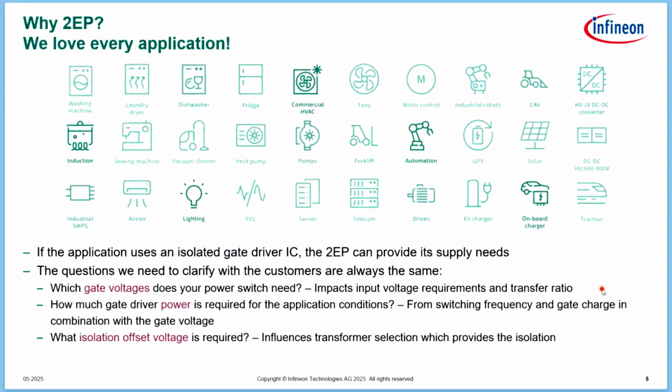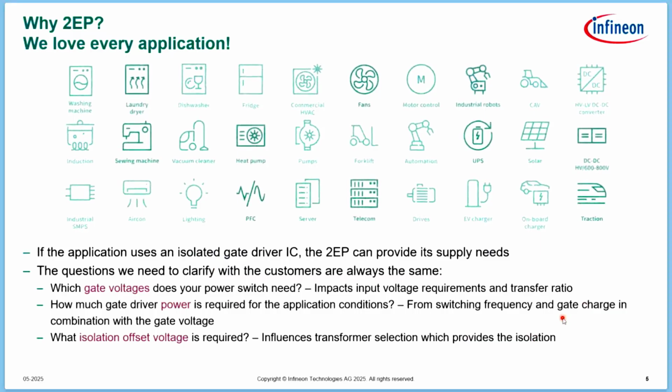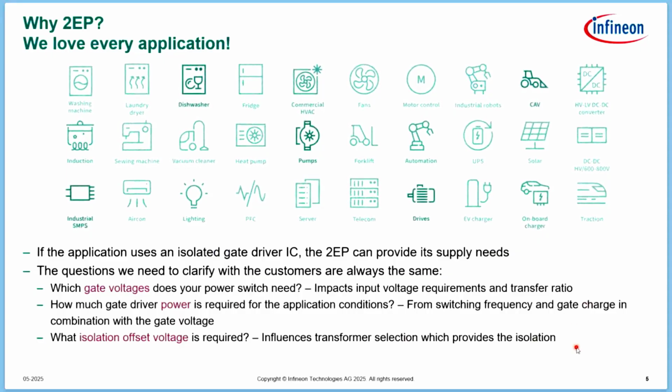And therefore, the questions we always ask the customers are always the same. For example, which gate voltages do you require for your power switch? And therefore, this impacts the voltage requirement and the transfer ratio of our transformer. Then how much power do you actually need in the application? Because that's basically influencing the switching frequency and the gate charge, or at least this is how we derive it from the system. But it impacts what kind of topologies we could offer with our solution. And in the end, an important question to ask is what kind of isolation is really required.